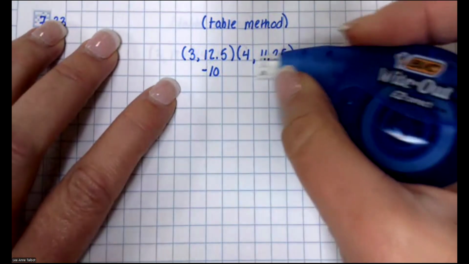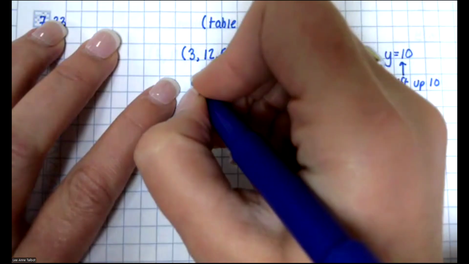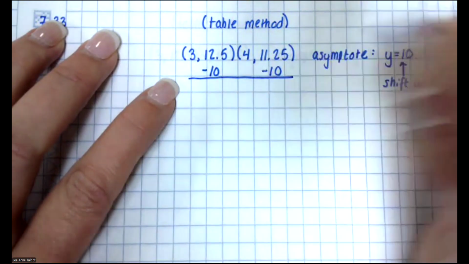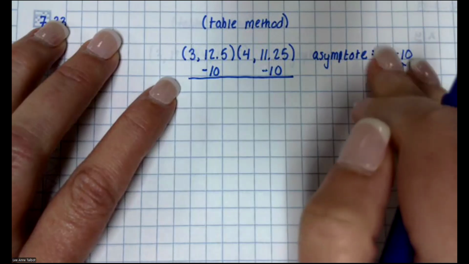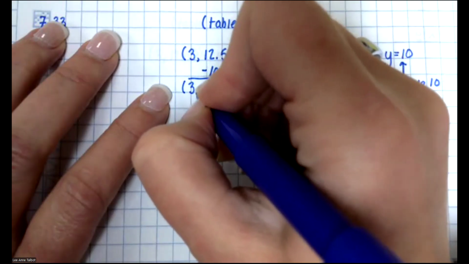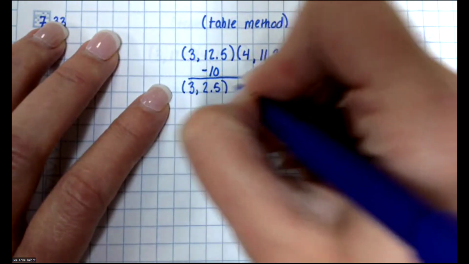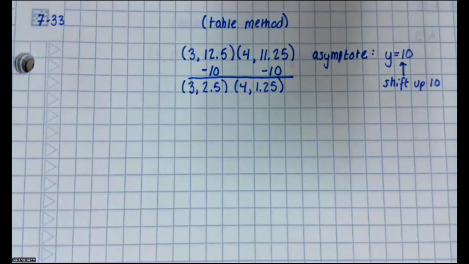You have to undo the shift up 10 before you make your table. Again, you have to undo the shift up 10 before you make your table. So this would be 3, 2.5, 4, 1.25. Okay, now why is that okay? Do you guys remember before we did anything on the system method, we subtracted 10 from both sides first. So this is subtracting 10 from both sides.